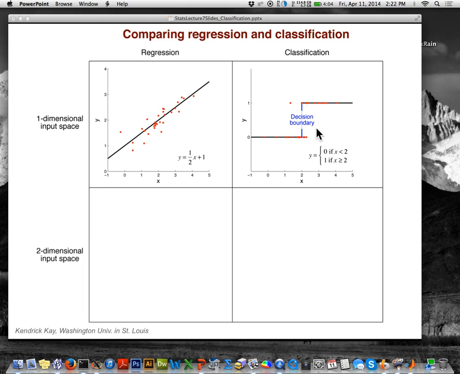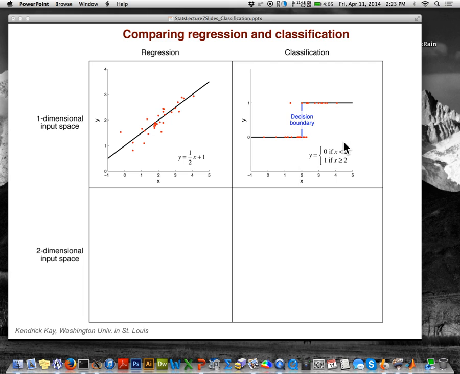All right, so there's this concept now of a decision boundary. We can think of, given this model, symbolized by this black line, that it essentially plops down a boundary that separates 0 and 1. And that boundary in this case is at 2. So to the left of 2, the prediction is class 0, and to the right of 2, the prediction is class 1. So I just draw that as a little vertical blue line here.